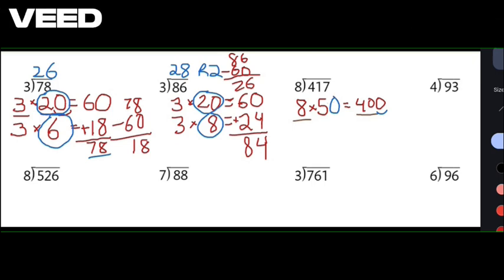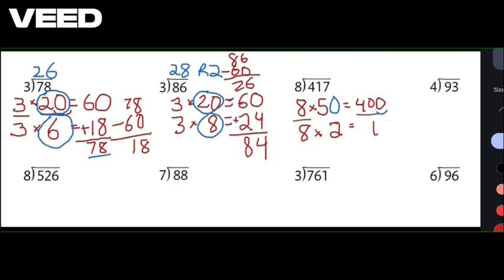So we have now done a huge chunk of the work here. We know that 8 times 50 will give us 400, which means we only need to account for the remaining 17. And we know that 8 times 2, student 11, is how much? Very good. It is 16.